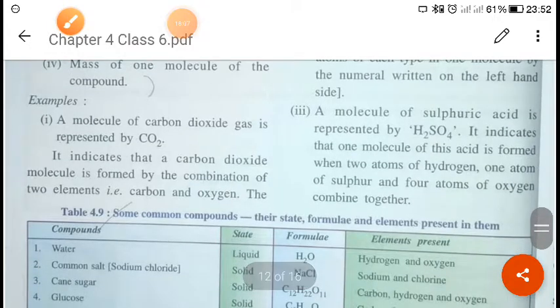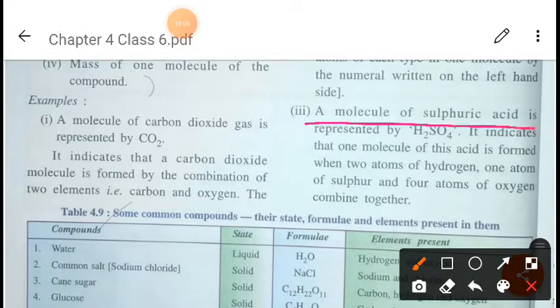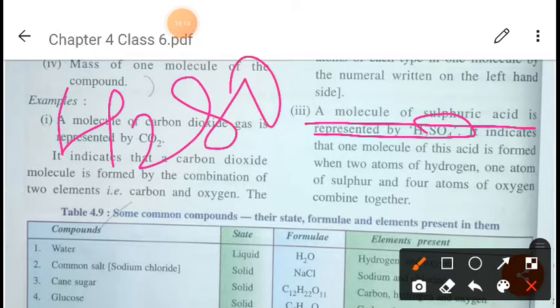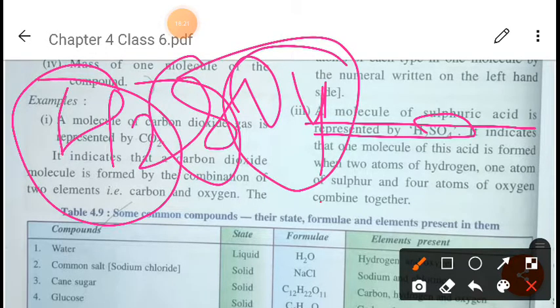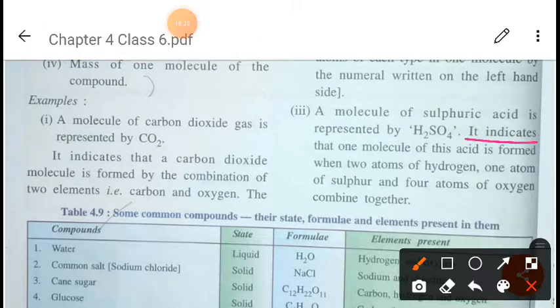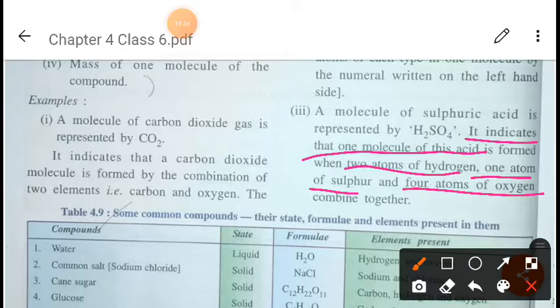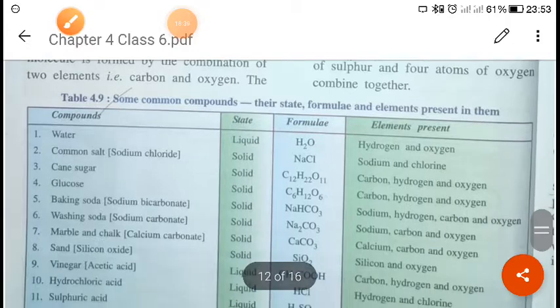Now the last example. The molecule of sulfuric acid is represented by H2SO4, right? So in H2SO4 there are two atoms of hydrogen, one atom of sulfur, and four atoms of oxygen. In this way we find it out. It indicates that one molecule of this acid is formed with two atoms of hydrogen, one atom of sulfur, and four atoms of oxygen. They combine together to form H2SO4, right? So I hope you have understood this.